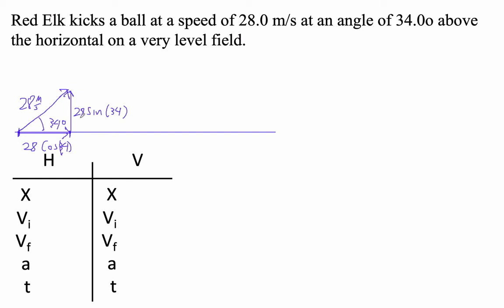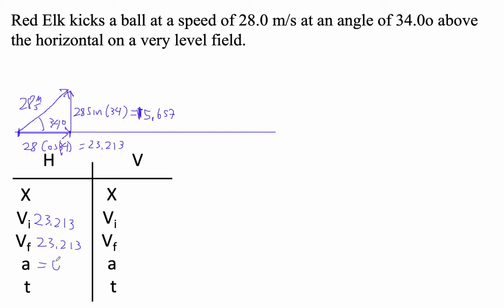So I'm going to go 28 cos 34, enter. 28 sine 34, enter. And I'm getting 23.213 for this guy, and this guy is 15.657. So now we can fill this thing in. We know that our horizontal velocity is 23.213, and this is 23.213.